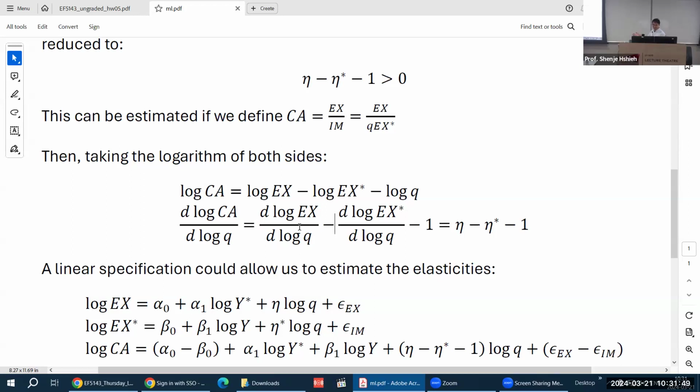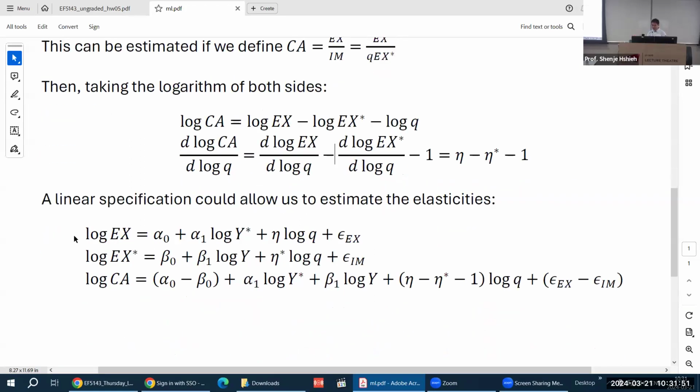Yes, log Q, right? That's all we need to do. So that's what I did here, log ex on log Q, log ex star on log Q. And you can estimate, so you take the difference. So this is a combined constant term. Y star is income, right? We talked about foreign income, domestic income.